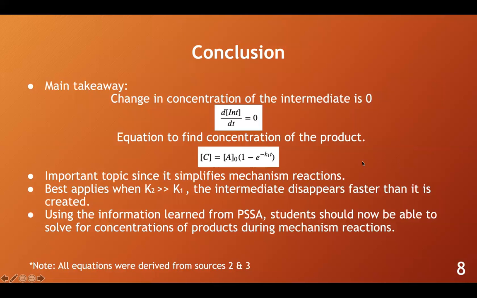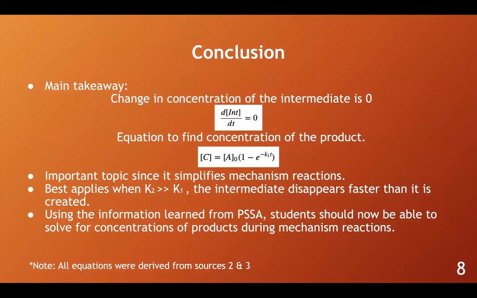This is an important topic because it simplifies mechanism reactions, which are very common. So it just simplifies it and takes away the complicated equation that we saw above. This idea best applies when K2 is greater than K1. So when the intermediate is being produced slower than being consumed.